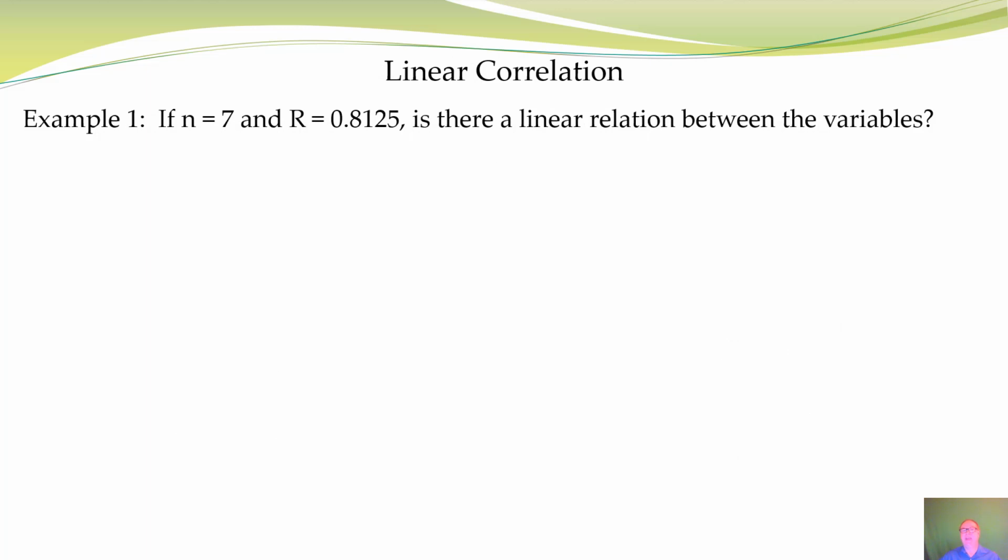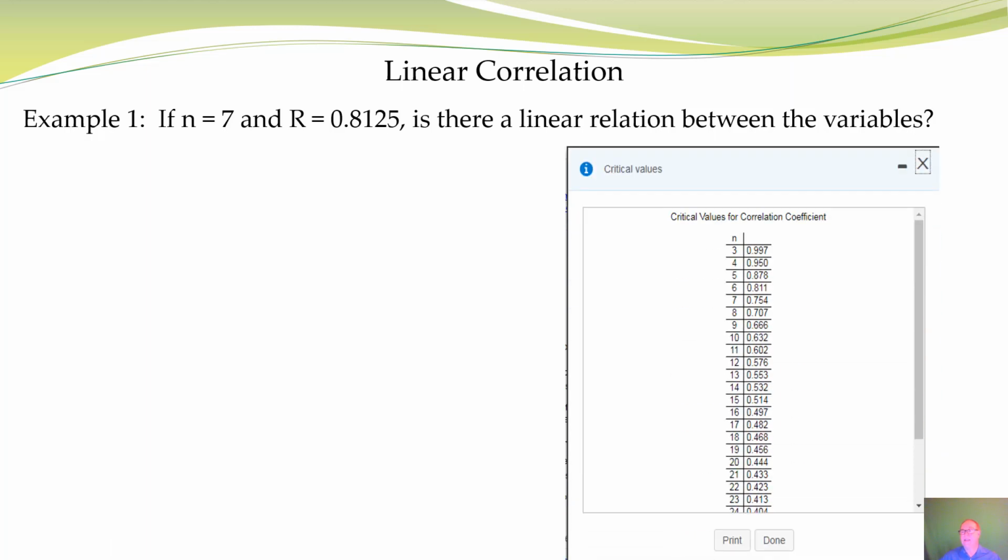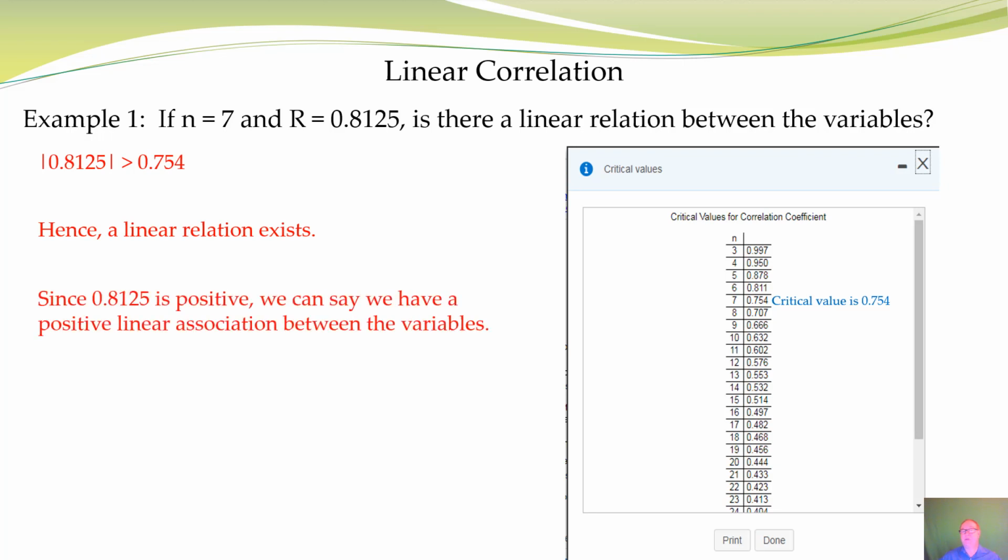Now, an example. If n equals 7 and r equals 0.8125, is there a linear relation between the variables? Well, first, I know n, I know the correlation coefficient. So I go to my table. n is 7, so I find 7 in the table. So my critical value is 0.754. The absolute value of 0.8125 is greater than 0.754. Hence, a linear relation exists. Since 0.8125 is positive, we can say we have a positive linear association between the variables.